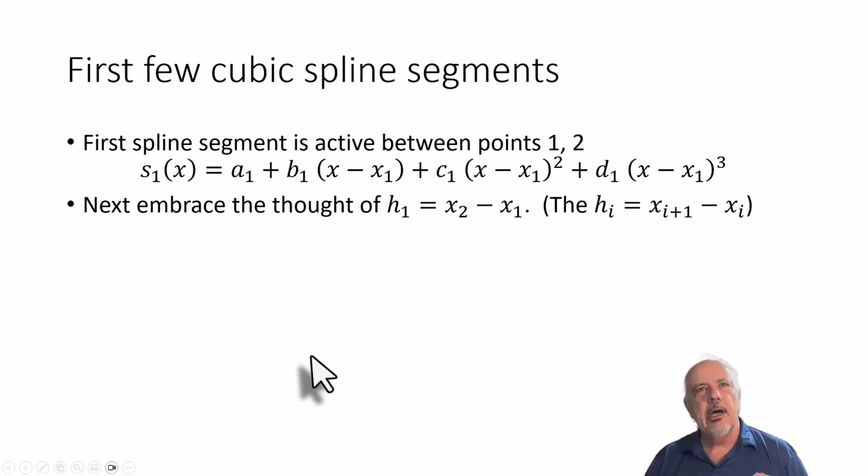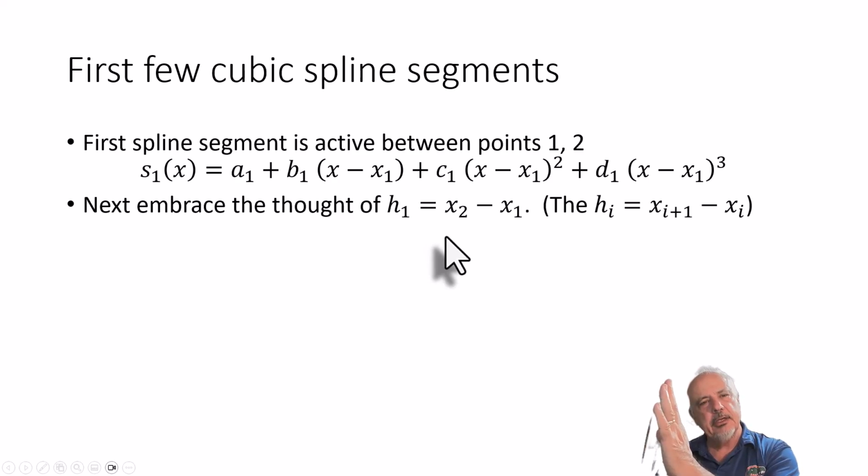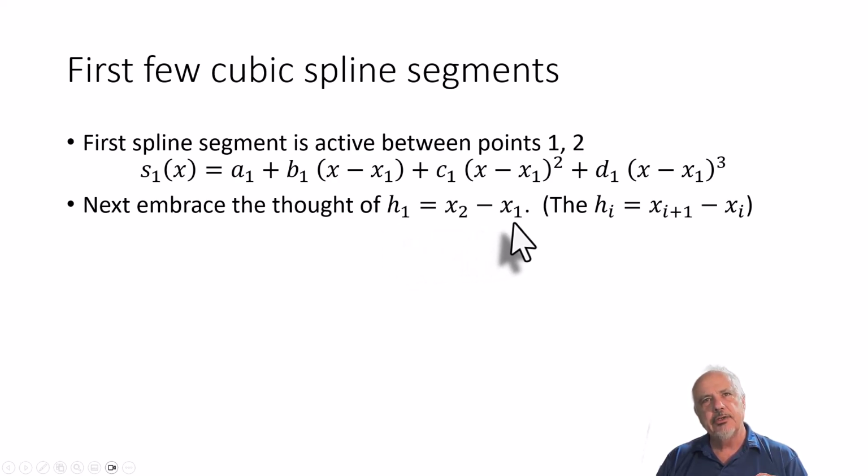Next, let's bring in the notion of H again. H is going to be a full step between particular data points. So H1 is between the next x and the current x: we're looking at what happens with x1 stepping towards x2. Generically, Hi is x sub i plus 1 minus x sub i.